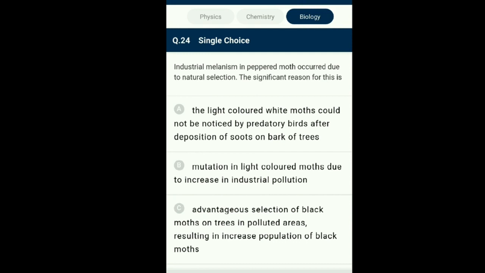Due to industrial pollution and soot deposition, the bark of trees becomes darker in color, which was advantageous for black moths, as they were camouflaged and difficult for predators to identify. As a consequence, the white colored moths were easily visible and got hunted more than black colored ones. The population of black colored moths increased due to natural selection as they were better adapted to the current environment. So the answer for this question is option C. Advantageous selection of black moths on trees in polluted areas resulting in increased population of black moths.